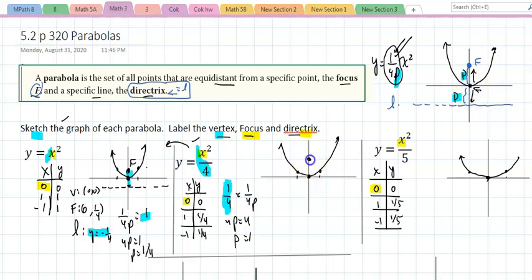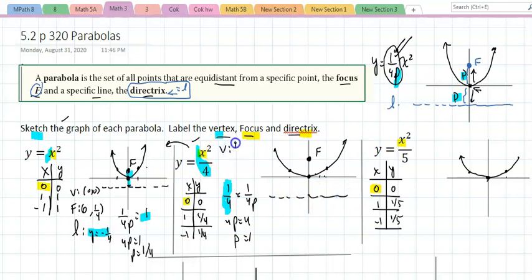So I'm going to move a unit above. Oh wait, here you know what? I scaled it 1, 1. Let me redraw this really quick. So if I was to keep the scale of 0, 0, 1, 1, negative 1, 1, I'm sorry, 1, 1/4, negative 1, 1/4. So this is a bit wider. And if I move a unit above that, that's my focus, and a unit below that is my directrix.